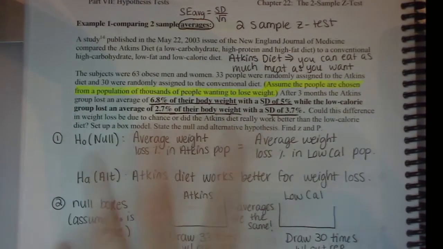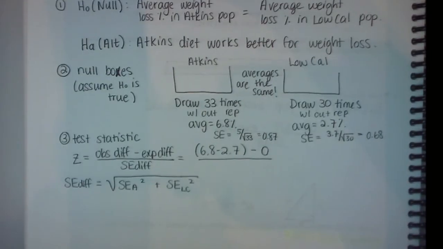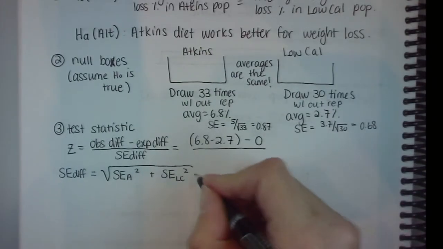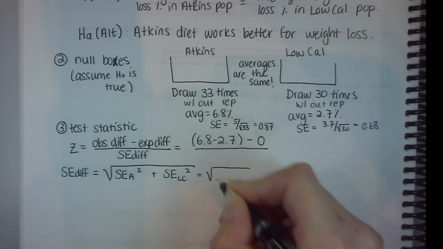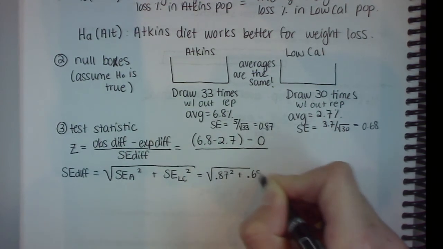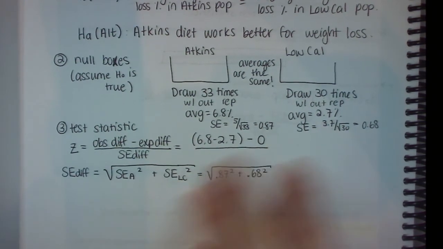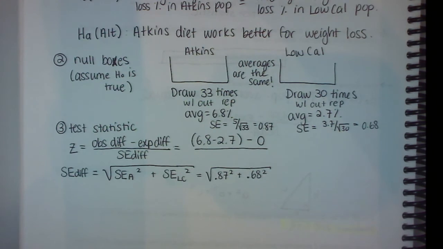Because if we just looked at average, like the number of pounds people lost, it would be biased because people started off at different weights. So that looks good. So basically what I would do is plug in 0.87 squared plus 0.68 squared. So I'd add those together and then take the square root. Just make sure when you're doing this in your calculator that you put the whole thing under the square root. And that gives me 1.1.